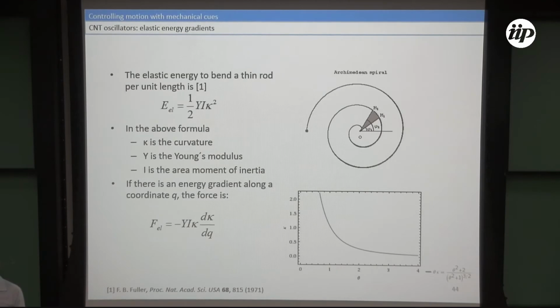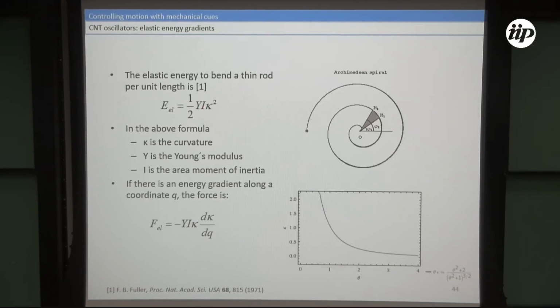So why is this happening? Why do we have this kind of motion? You can understand this by considering the elastic energy. If we consider that the nanotube is a thin rod, the energy per unit length will have this form here. This is the elastic modulus. This is the area moment of inertia. This is the curvature of the nanotube, in this case of the thin rod.